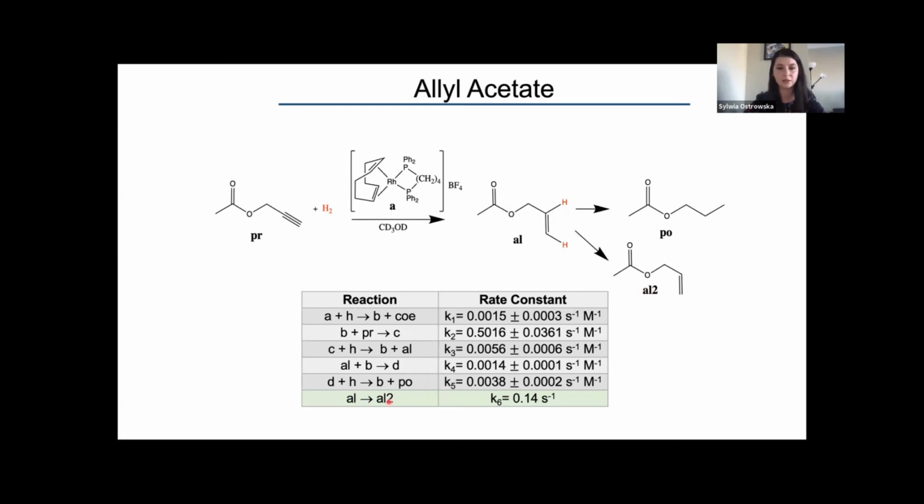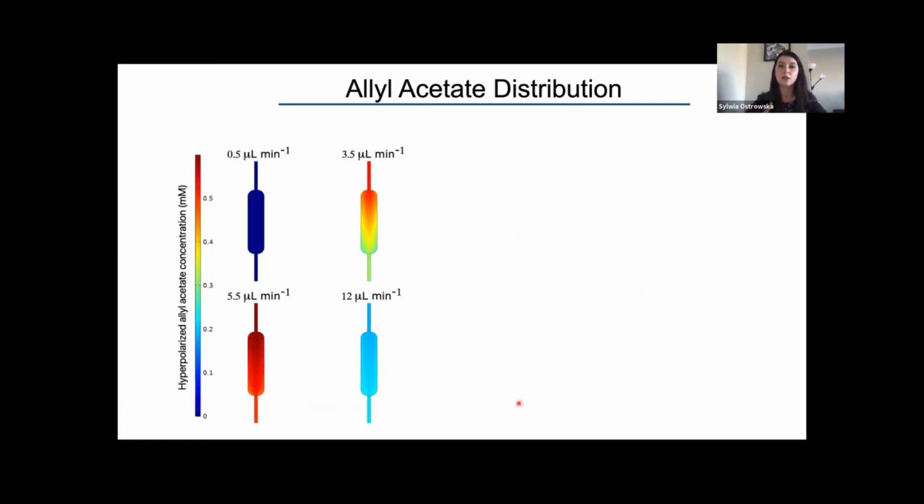So AL goes to LA2 with the rate constant of 0.14 per second. And here we're still looking at the concentration at the sample chamber. So this is the distribution of the hyperpolarized allyl acetate concentration at different flow rates. At 0.5 microliter per minute, there is no concentration in the sample chamber. Now as we move to higher flow rates, we get approximately half a millimolar, and then moving on, we begin to lose the products again.